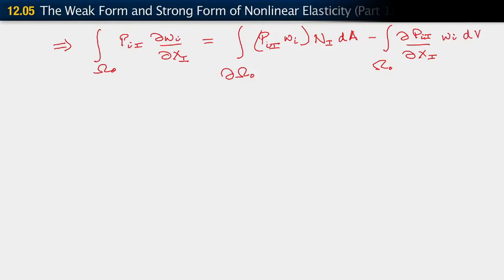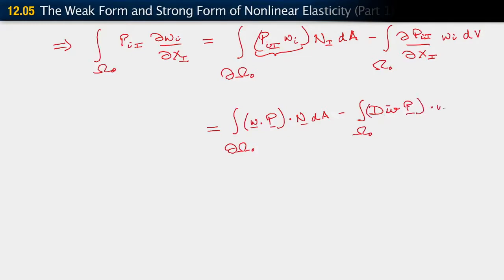Okay, all right, so when we put things together here, we observe that we get the integral over partial omega naught. Now, this term, for the way we've been writing it, is better written as W dotted with P. That gives us a vector, free index capital I, and that is being dotted with N dA. And the last term is the integral over omega naught of the divergence of P dotted with W dV.